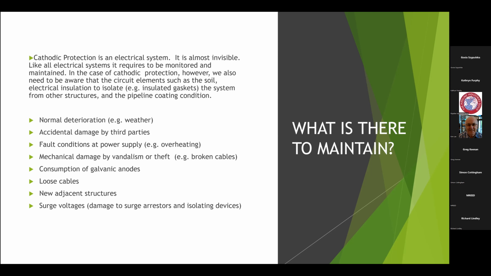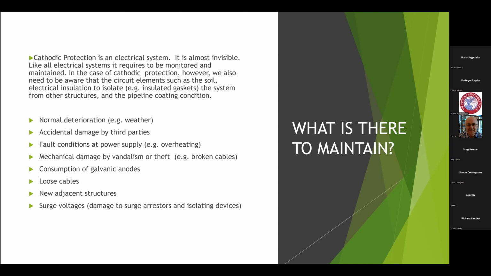And sometimes we have to join up with other people's pipelines, and they've got their own cathodic protection systems, and we don't want them interfering with each other. So we tend to put some form of isolation there, usually insulated gaskets or monoblock isolation joints.